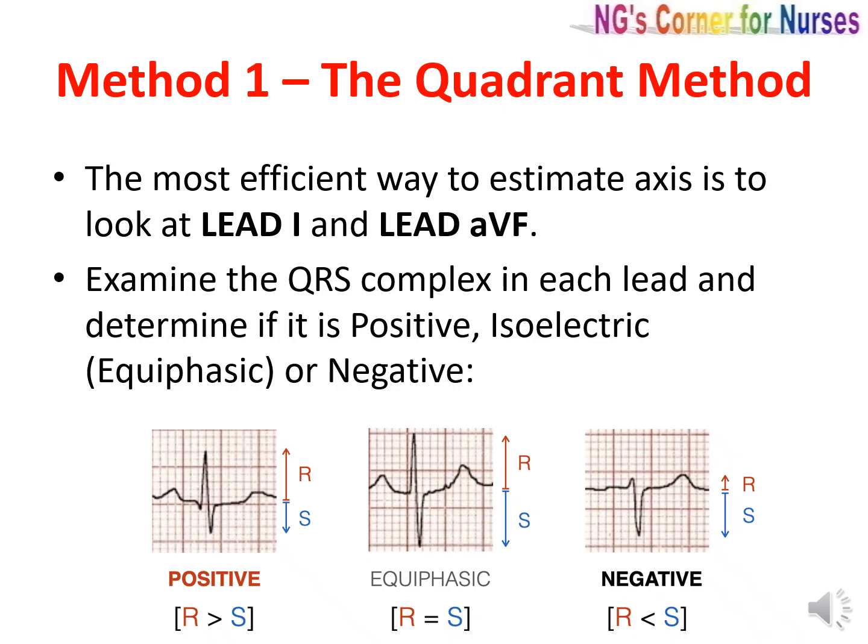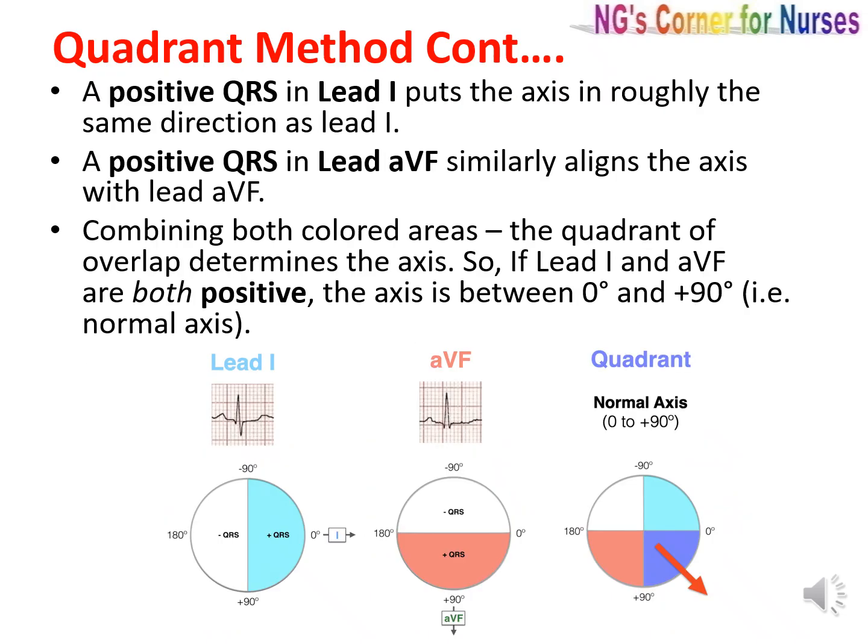The most efficient way to estimate axis is to look at the lead 1 and lead AVF. Examine the QRS complex in each lead and determine if it is positive or isoelectric or negative. A positive QRS in lead 1 puts the axis in roughly the same direction as lead 1, and the positive QRS in lead AVF similarly align the axis with lead AVF.